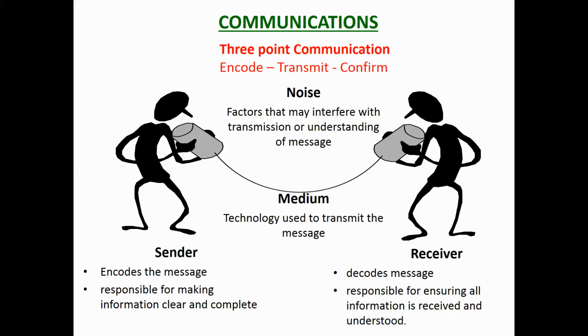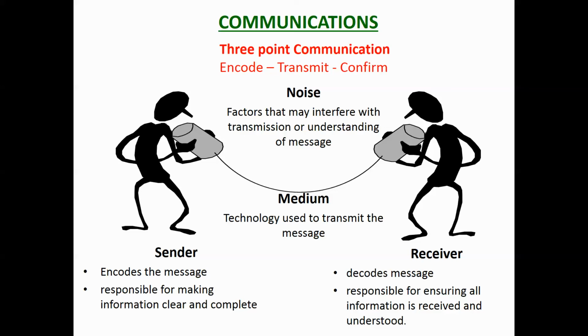Now, there are things that can interfere with the communication of the message. Noise. Now that might be actual noise, as in background noise. It might be that you're on the phone in the middle of a construction site and there's a whole lot of plant working in the background. Or it could be non-physical things like an accent. You might not understand my accent, or I might use words that you don't understand.